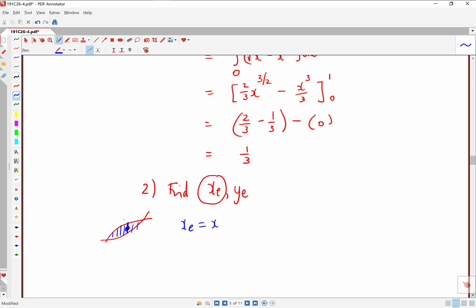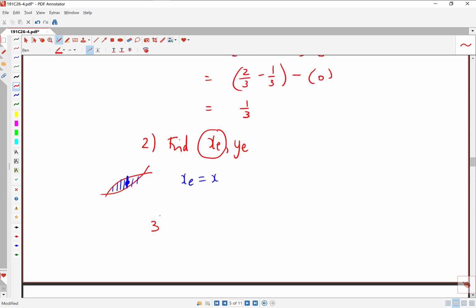Well, it's just going to be x, because on a vertical slice, the x value is not changing. As we move up and down that slice, the x value is not changing. So x sub e is just x. If we needed y sub e, we would say it's y bottom plus y top over 2, but we don't need that for this problem, so we won't worry about that.